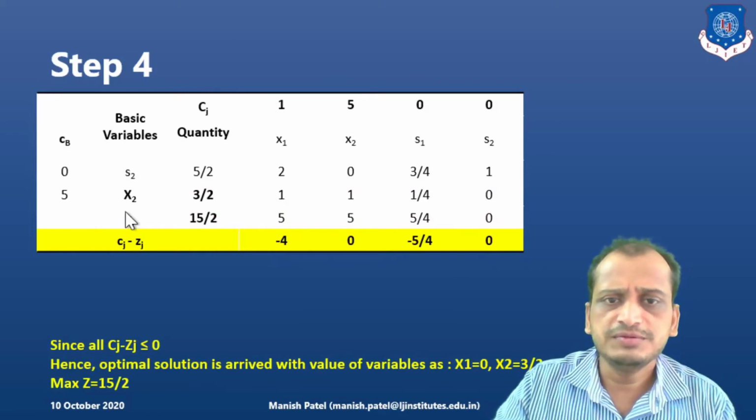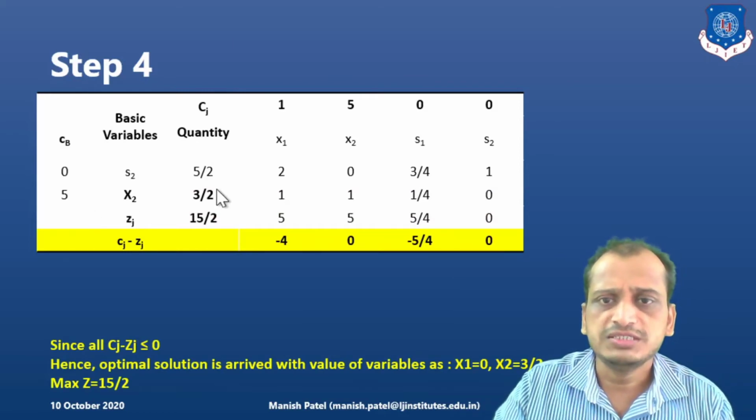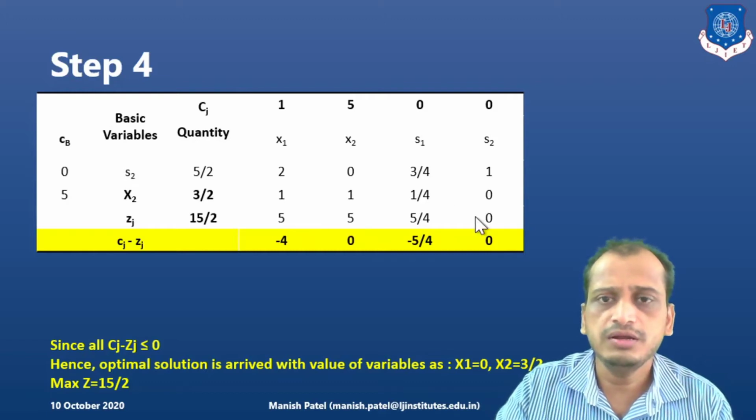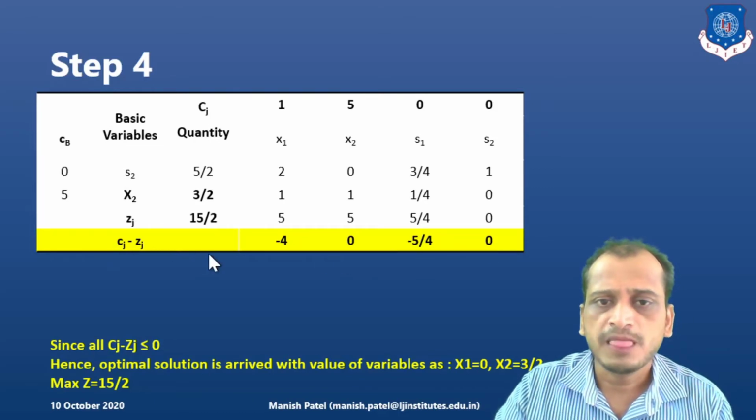Here if you see Zj, how do we calculate Zj? Zj is nothing but 2 into 0 plus 5 into 1, that is 5. Same way 0 into 0 plus 5 into 1 is 5, and accordingly, right? So what is Cj minus Zj? 1 minus 5 is minus 4. 5 minus 5 is 0. 0 minus 5 by 4 is minus 5 by 4, and 0. So if you carefully see here, Cj minus Zj is all negative or 0.